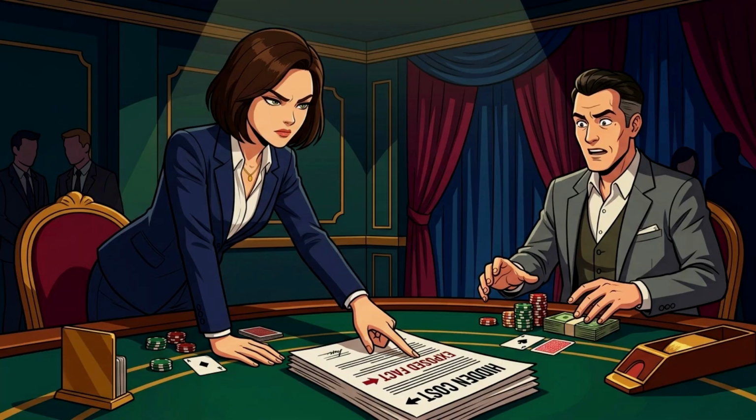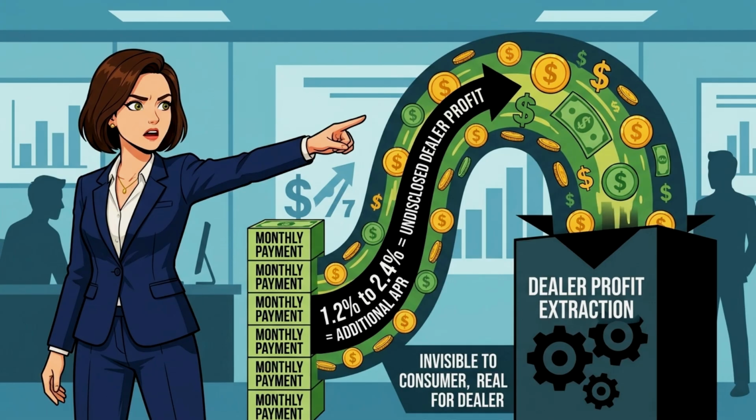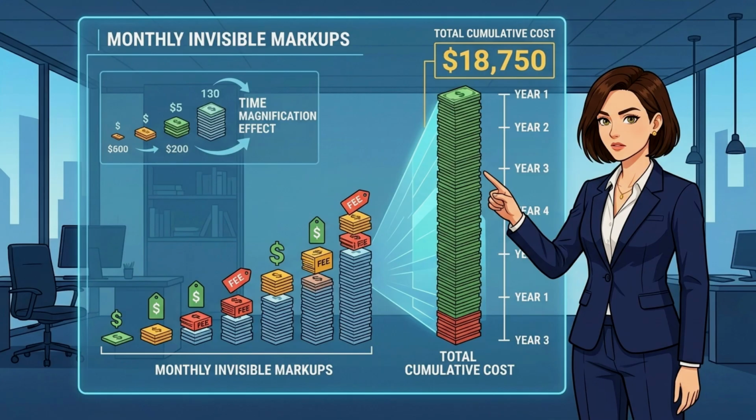And here's the part dealers count on you not knowing. Lenders routinely mark up the money factor above the wholesale rate by 0.00050 to 0.00100. That represents an additional 1.2 to 2.4% in APR on your lease, generating undisclosed dealer profit on every payment you make. The monthly impact is small enough to feel invisible. The aggregate cost over the term of the agreement is significant.